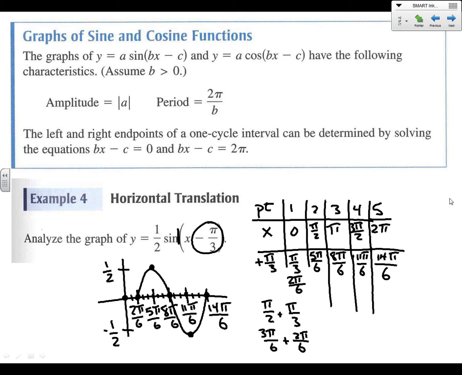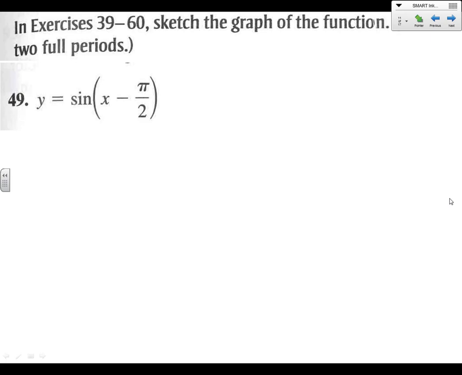Now if you look in the back of the book, it's going to look a little different because these are going to get reduced, the even ones, to pi over 3, to 4 pi over 3, and to 7 pi over 3. Okay? It's the exact same sine curve, but it's shifted over to the right by pi over 3. All right, see if you can do this.